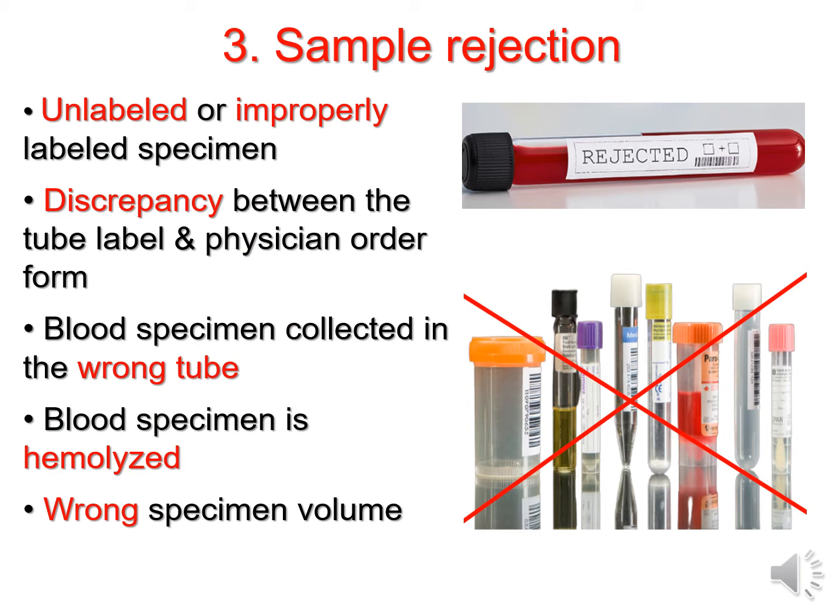Why are samples rejected? Well, typically samples are rejected in most laboratories or transfusion units or blood banks because they are unlabelled or improperly labelled on the specimen. There's a discrepancy between the tube label and the physician order. The blood specimen collected is in the wrong tube, or the blood specimen is actually hemolyzed, or the phlebotomist has put the wrong volume of the specimen in the tube.